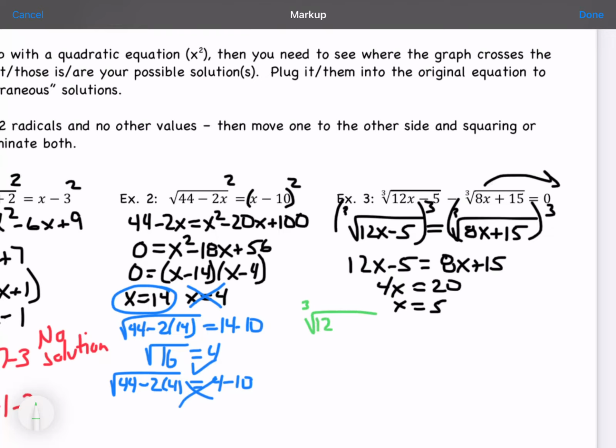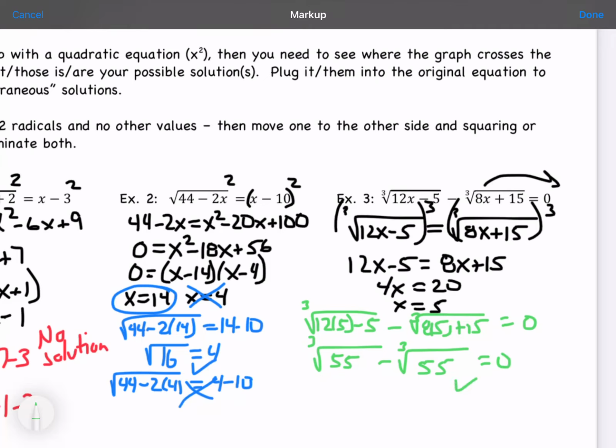So I have 12 times 5 minus 5 minus the cube root of 8 times 5 plus 15 set equal to 0. So I end up with the cube root of 55 minus the cube root of 55, which does equal 0. So x equals 5 is a good solution.